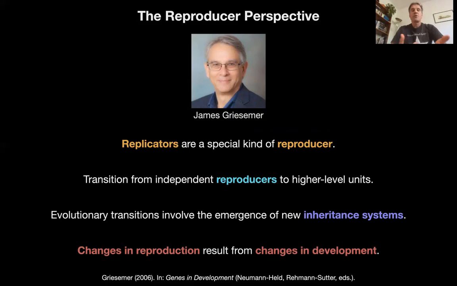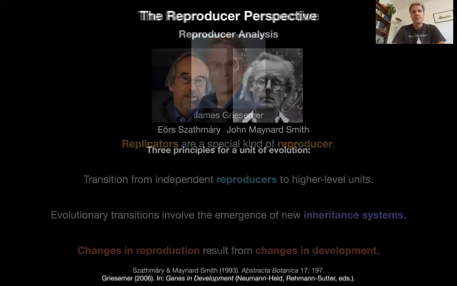So changes in reproduction result from changes in development, unlike changes in replication, which is just a copying process. Reproduction is a developmental process. I'll fill this account out with a lot of details, but these are the main four points that you have to remember.